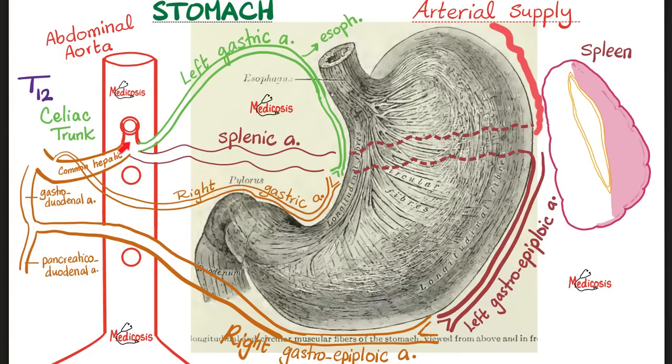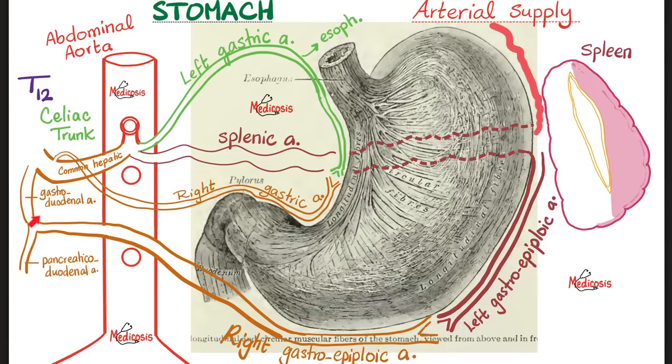The third branch of the celiac trunk is the common hepatic artery, which will give us the right gastric artery, which will take care of this part of the lesser curvature of the stomach. And then the common hepatic artery will give us the hepatic artery proper, which is going to enter into the liver through the porta hepatis, or the door of the liver, accompanied by the portal vein and the common bile duct. And the common hepatic artery will also give us the gastroduodenal artery.